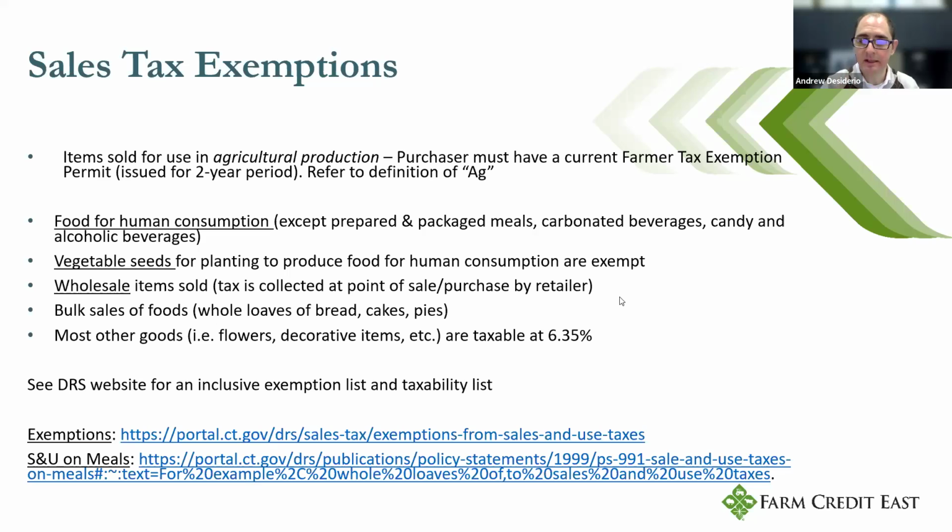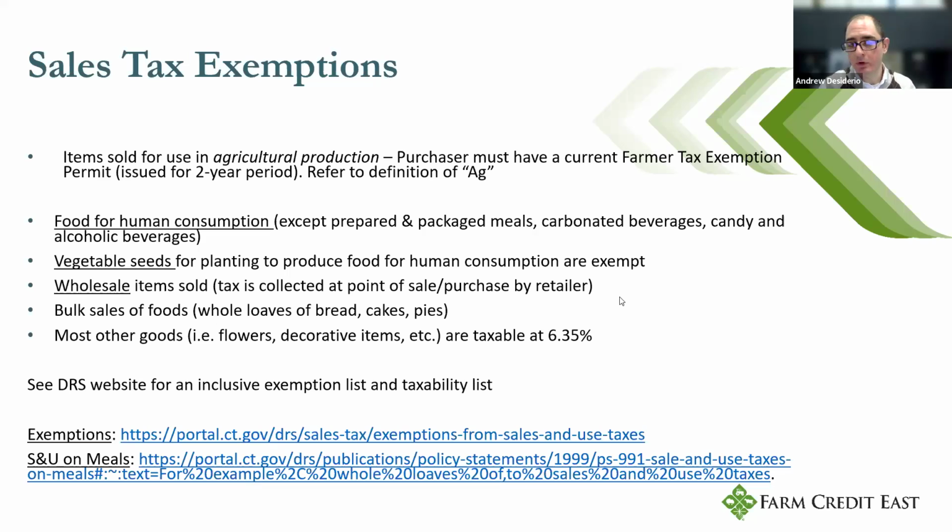There is an ag farmer tax exemption permit that farmers can apply to have if you need to go buy items for your business from another farmer or from a store. You can apply for a farmer tax exemption permit through the state, and that is issued on a 2-year rolling period. It does go based off of the definition of ag. You have to be in business and meet one of those qualifying criteria to apply for that. So the point here is that there are permits available to farmers that you can use in purchasing goods and services for your business that can help you save about 6% on your product, on your goods.